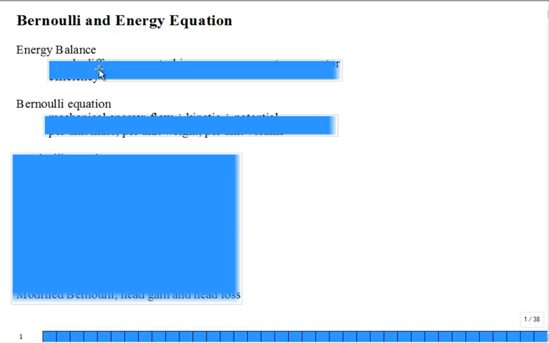So now we move into a chapter on Bernoulli's equation. And basically, what is Bernoulli's equation? It's basically a statement of conservation of some type of energy. So it's an energy conservation statement, or energy balance statement.